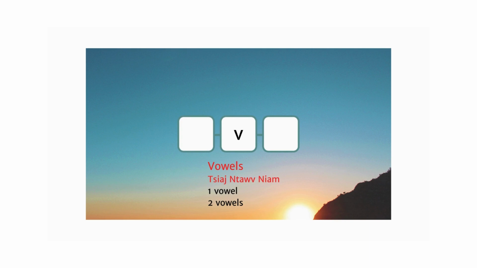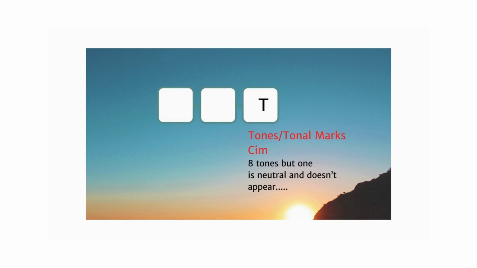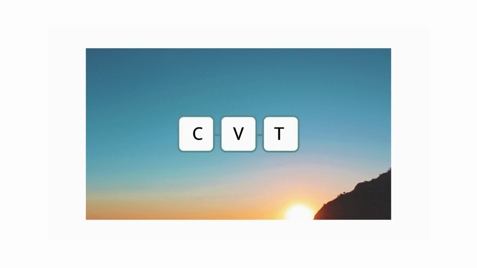Vowels are called chian dao nia. And the last part of a Hmong word consists of tones or tonal marks, but we call them gi or gi shua. Gi means to mark something. So the very last part of a Hmong word is marked by a tone. There are 8 tones in Hmong, but 1 is neutral and does not appear. Again, my one other video on my channel explains this.